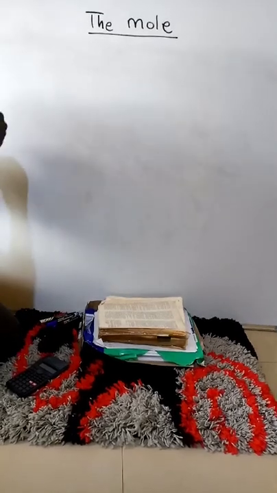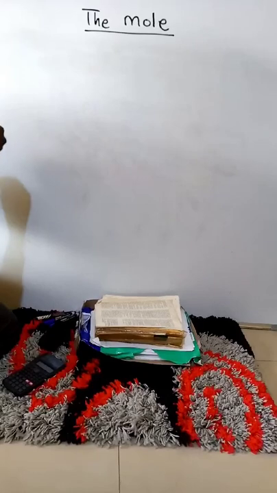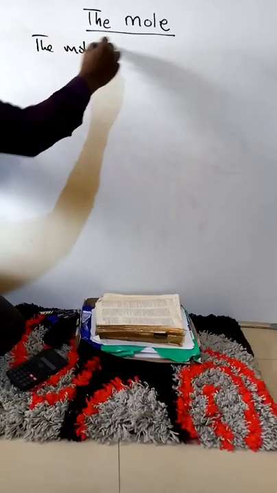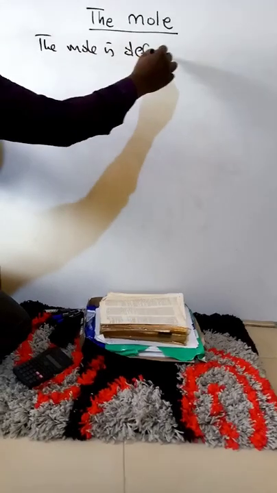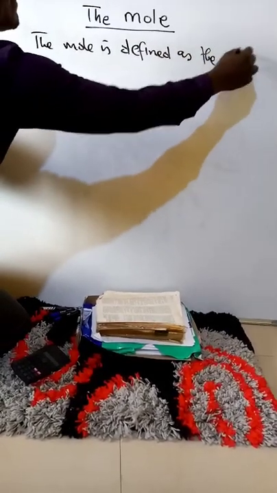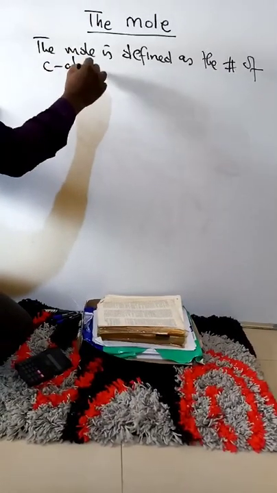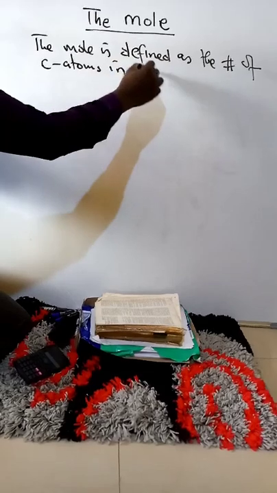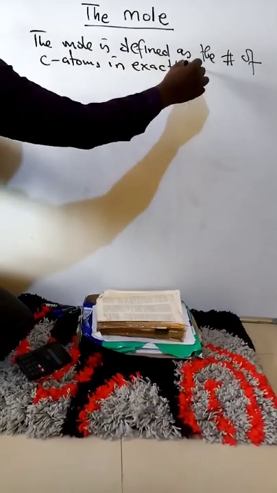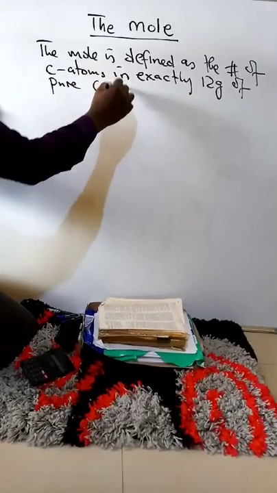Hi, in today's tutorial, we shall look at the mole. The mole is defined as the number of carbon atoms in exactly 12 grams of pure carbon-12.